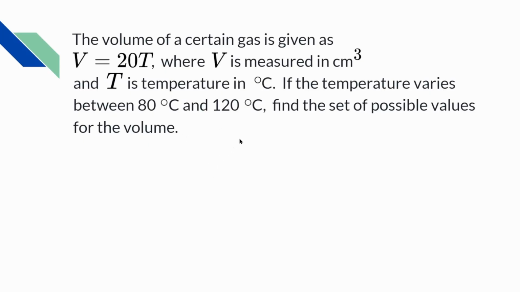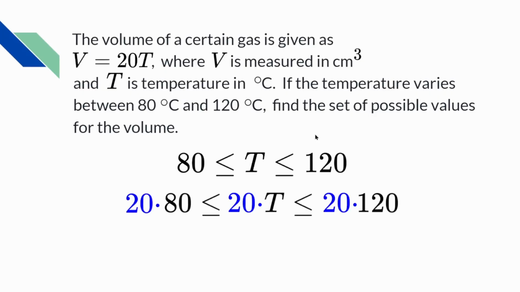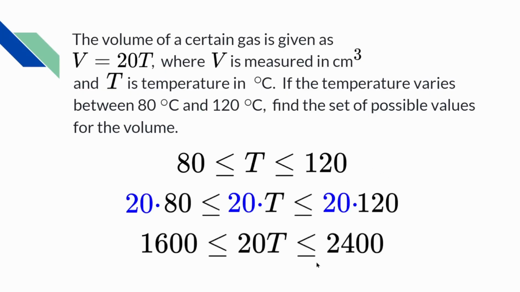All right? So let's write down what we know. All right, the problem tells us that T varies between 80 and 120. All right, so we have a compound inequality here. This is an and compound inequality. All right, and we also know that V equals 20T. All right, so let's multiply throughout by 20, okay, to see what that gives us. All right, that looks like this, right? We have 1600 is less than or equal to 20T is less than or equal to 2400, okay?